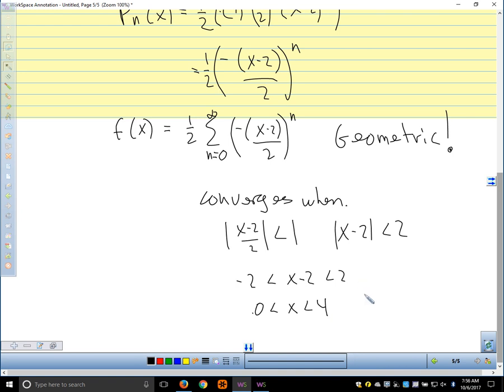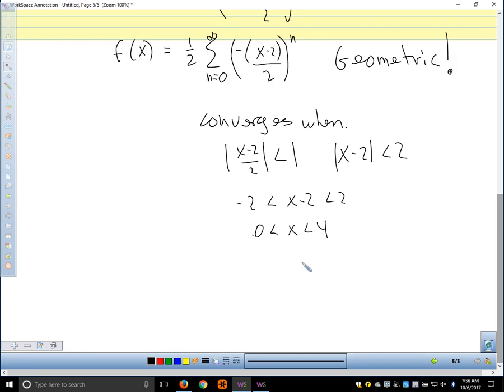But wait, geometric series, what do we know about geometric series? You don't need to test the endpoints because we know geometric series diverge at the endpoints. So our interval of convergence is 0 to 4. So this would be a power series for 1 over x centered at x equals 2 between 0 and 4.